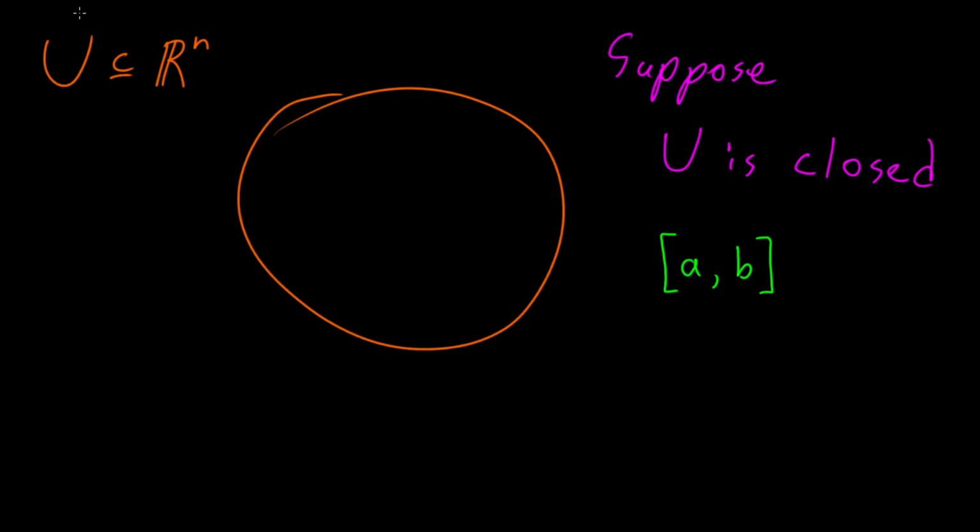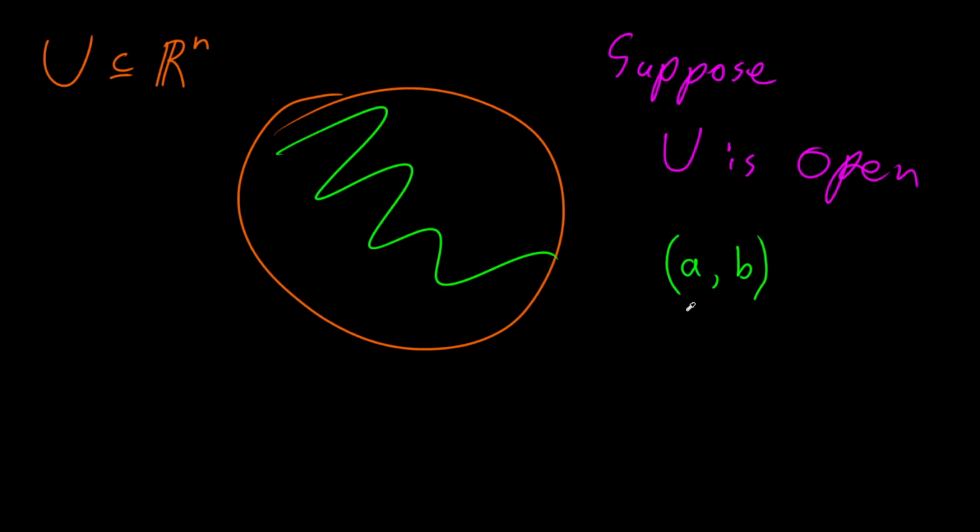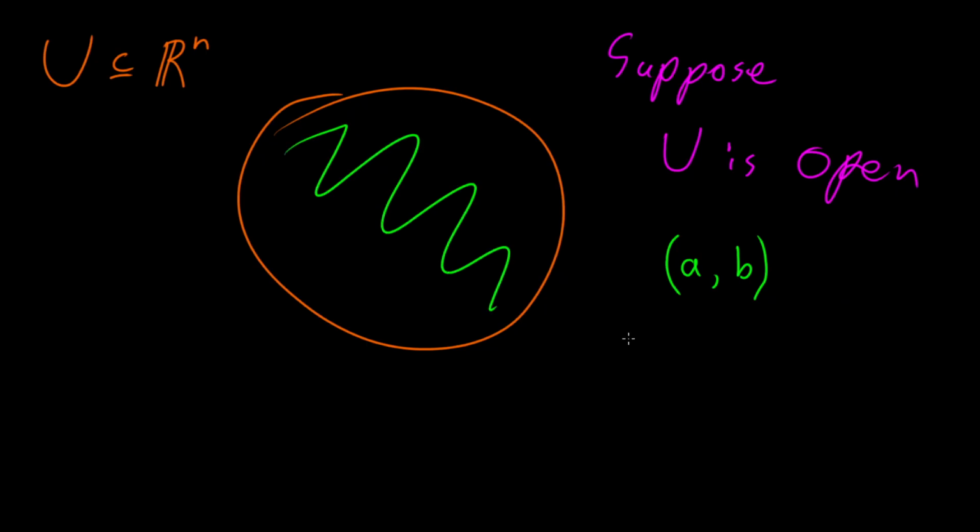Okay, if we go back, now let us suppose that U is open. This means that U does not contain its endpoints. And in this case, the endpoints were the rubber, the outer shell of the balloon. So if it doesn't contain its endpoints, but it still contains this inner bit, then it's open.